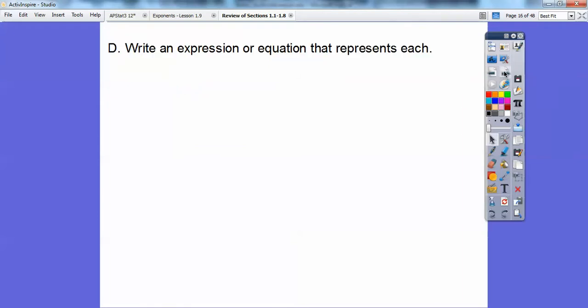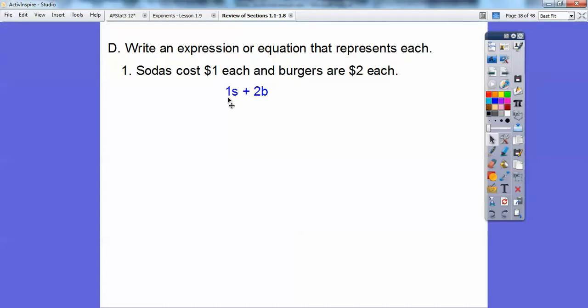All right, let's see. Write an expression or equation that represents each. Sodas cost $1 each and burgers are $2 each. I did S for sodas and B for burgers. So I just did 1s plus 2b. There's an expression that represents that. So this will represent all combinations of sodas and burgers, okay?